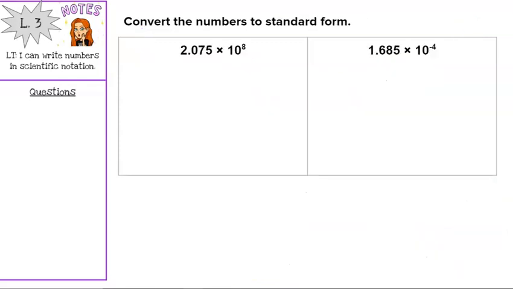So now we're going to talk about converting numbers from scientific notation to standard form. So this just requires one step, and that step is moving that decimal place the right amount. So we have 2.075 times 10 to the 8th power. Since my power is positive, I know that that number is bigger than 1. So I'm going to move my decimal point 8 jumps to the right. I'm going to make a number that's bigger than 1.